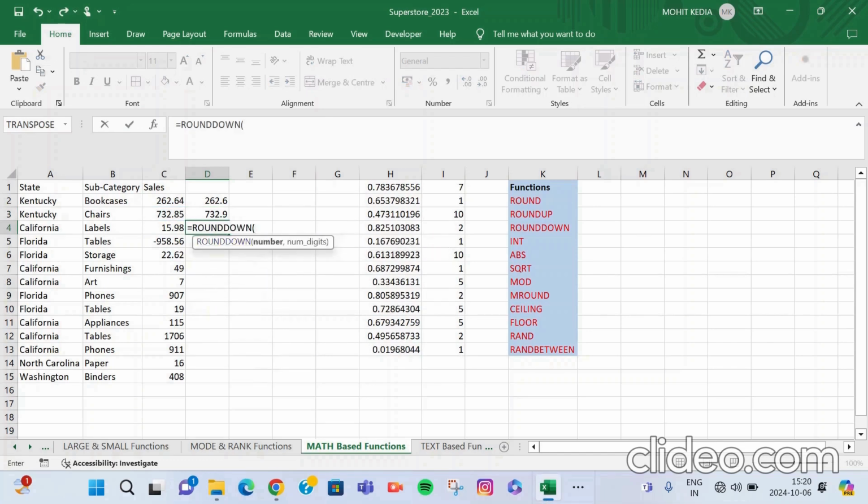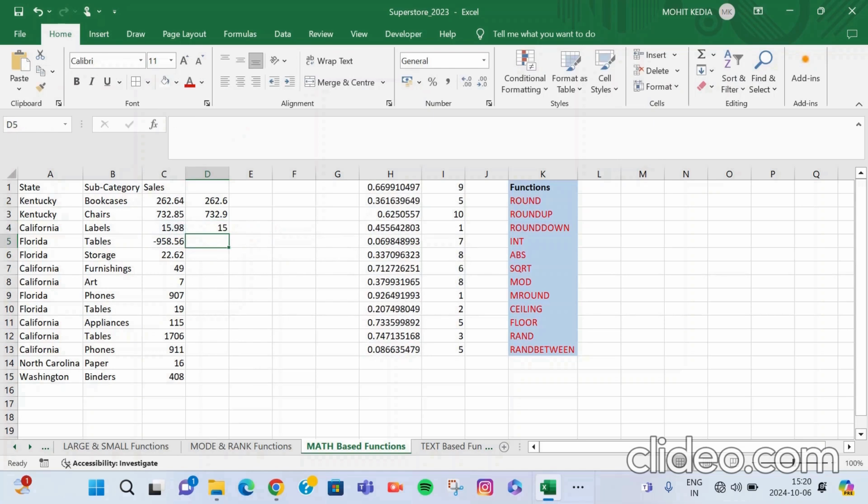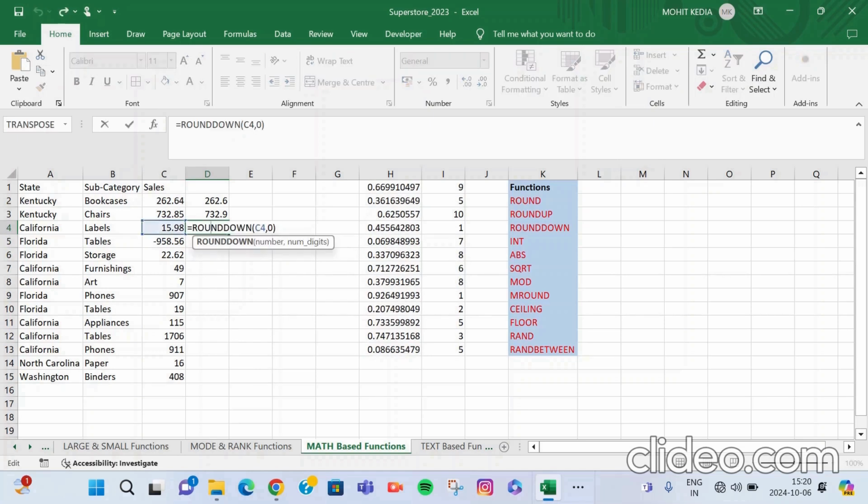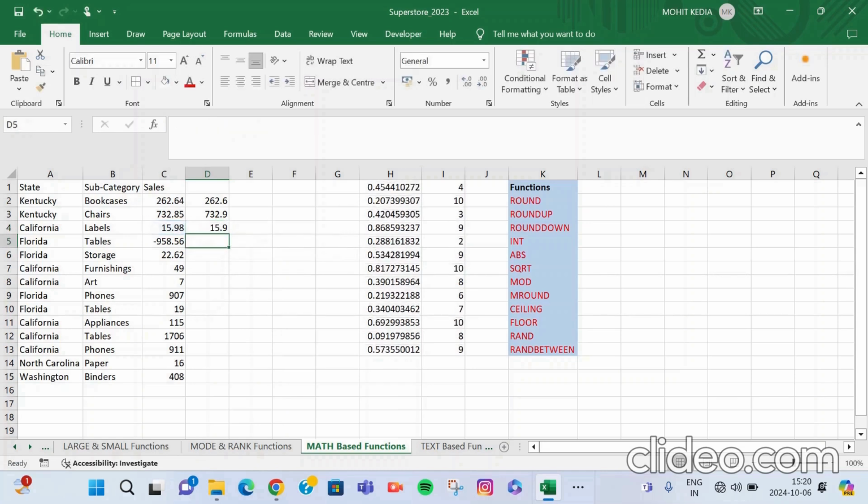In the case of round down, this is my number. If I give 0 digits, it is giving me 15. And if I give it one digit, it gives 15.9.